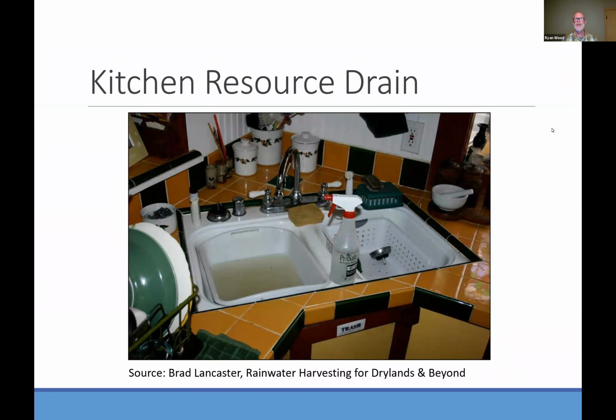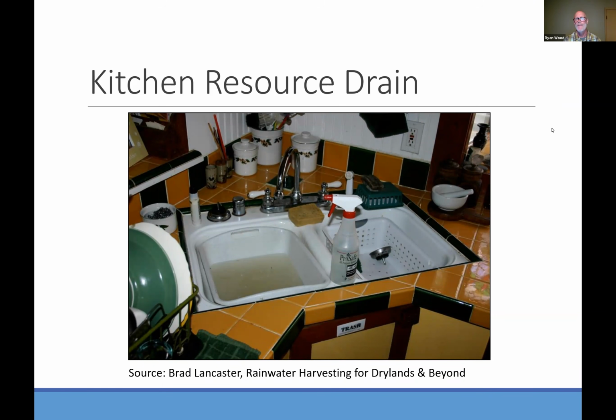So, the kitchen resource drain. I want to be clear that what you see in the photo there with that catch basin in the sink, that little tub that you would fill up and then take out and empty, is perfectly okay to use. ADEQ, they're not concerned about that at all, because you're going to be very conscious about your use. So what does that mean? Conscious about my use for the kitchen sink.